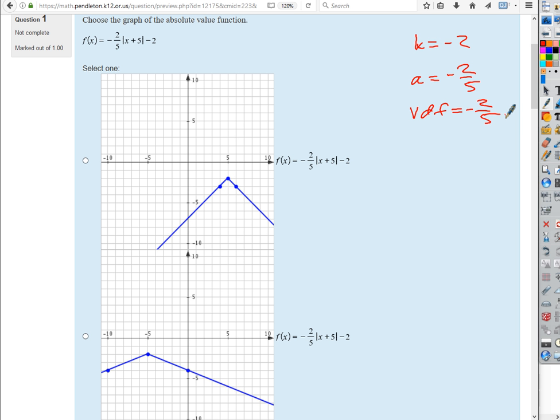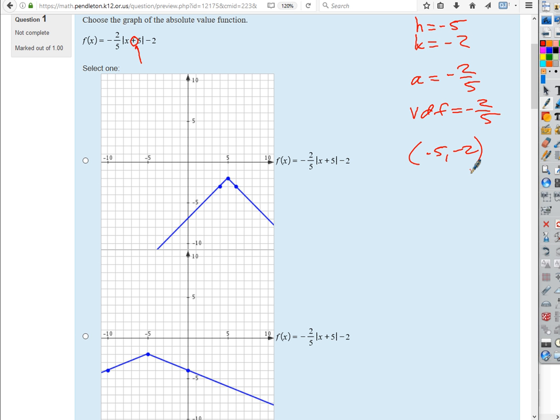Last one, Trent. The H, is it +5? H is what's being subtracted from X, right? So it's subtract 5, so -5. Remember, H is the one that's goofy. H is equivalent to the horizontal translations. It's always going to be the opposite, because when you go on the line, you go backwards. Exactly. So then we end up with vertex at -5, -2, right? And then our vertical dilation factor is -2/5.